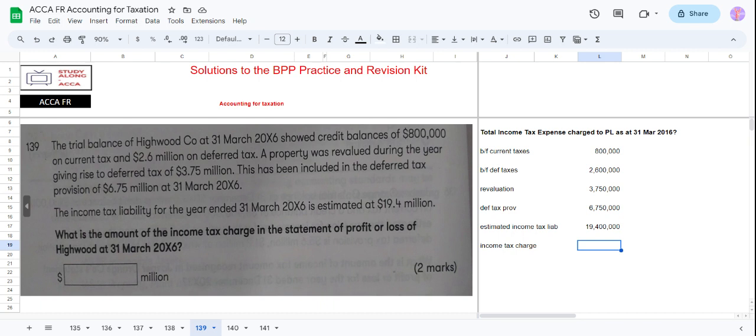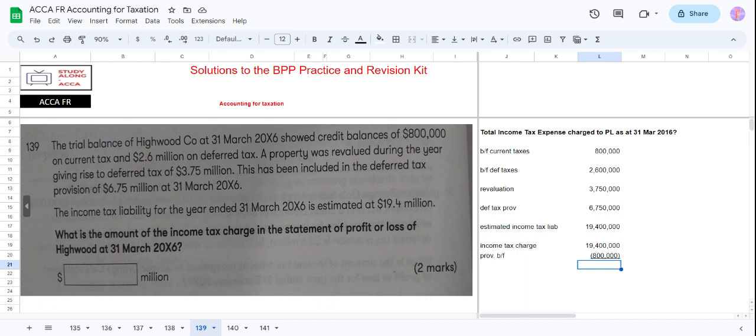19.4 million as the income tax expense for the current year, but then there is already a provision coming from prior year of 800,000, so we will deduct this 800,000. We can call it over provision or prior year provision, or maybe provision brought forward. So we will take it off because the estimated is 19.4. So this is the math.